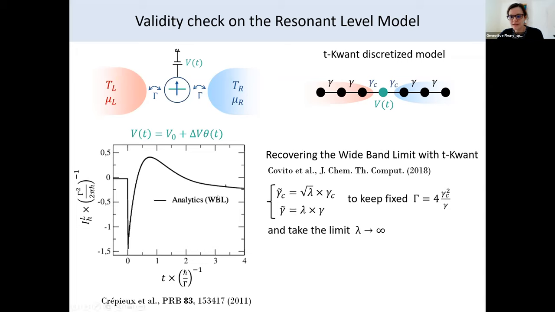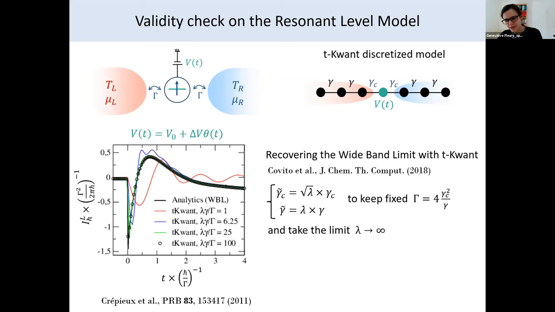And so to compare with analytics, we need to use this scaling approach, which was used previously in this paper, and which consists of increasing the width of the conduction band in the leads by keeping gamma fixed and by increasing simultaneously gamma and gamma C, the hopping terms. And so if we do that, if we increase the width of the conduction band in the limit of large bands, we recover the analytical result in the wide band limit. So we were happy. It was a good check to do.